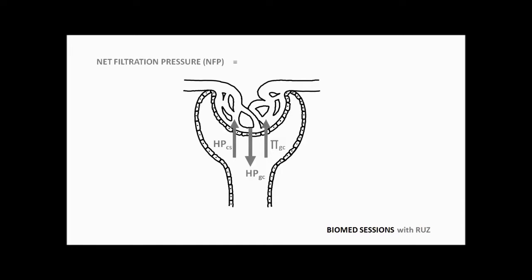Our net filtration pressure, NFP, equals the pressures favouring filtration minus the pressures opposing filtration, i.e. hydrostatic pressure of the glomerulus minus hydrostatic pressure of the Bowman's capsule wall minus oncotic pressure of the glomerular capillary protein, which is equal to 10 millimeters of mercury.